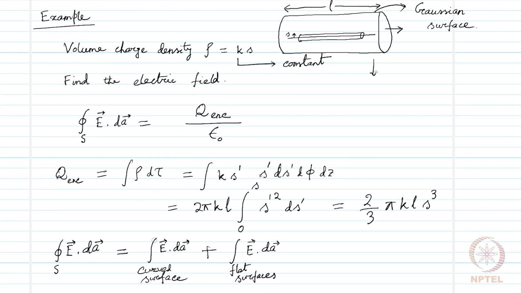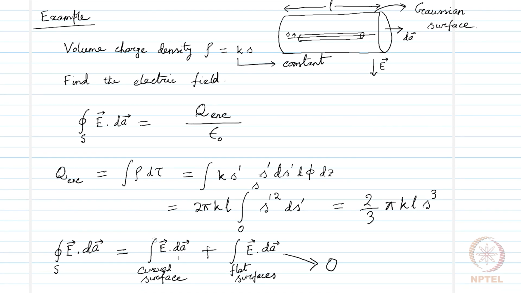But looking at the symmetry of the problem, we realize that the electric field is along the radius of the cylinder, so it is along the s direction, radially outward. If we have that kind of an electric field, then over the flat surface E dot dA is going to be 0, because dA on the flat surface would point in this direction, which is perpendicular to the electric field. The electric field is pointing radially outward. This is the direction of dA for the flat surface, and this is the direction of the electric field anywhere. Therefore, this is going to give us 0, and we have to evaluate only the left hand side integral.